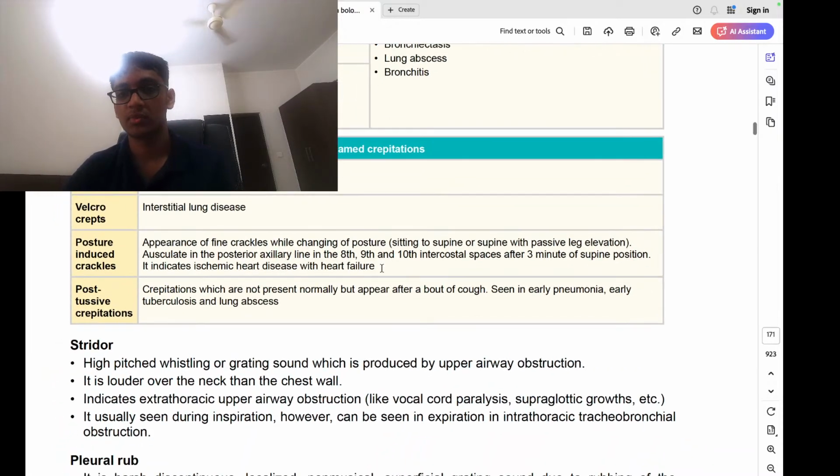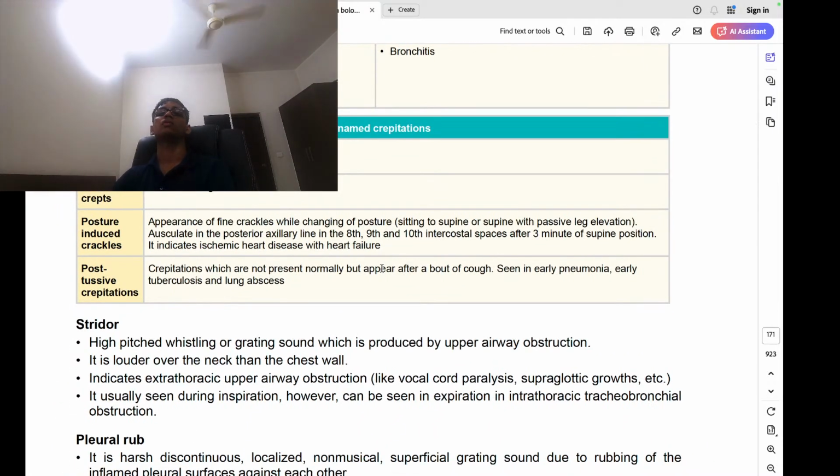Then a few named crepitations. You have coarse leathery, velcro crepts, posture-induced crackles, and post-tussive crepitations. Coarse leathery is seen in bronchiectasis, velcro crepts in interstitial lung disease. Posture-induced crackles are the appearance of fine crackles with change of posture. Auscultate in the posterior axillary line in the 8th, 9th and 10th intercostal space after 3 minutes of supine position. It indicates ischemic heart disease with heart failure. Post-tussive crepitations are not present normally but appear after a bout of cough, seen in early pneumonia, TB, and lung abscess.